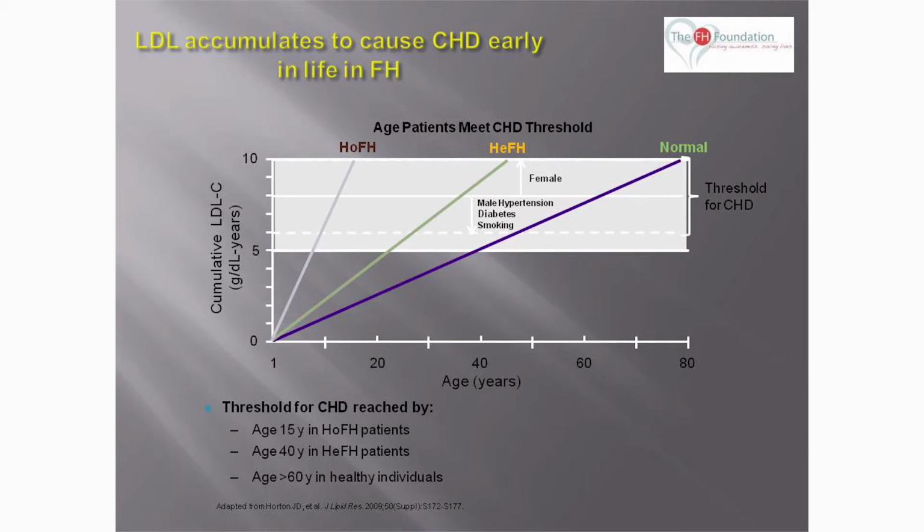This next slide shows that as LDL accumulates, it will predispose us to developing cardiovascular disease. And there are 3 different lines here. The line to the left shows that at very, very high levels of LDL, early on, you cross the threshold of developing vascular disease, and that's the HoFH patient, or homozygous FH patient. In the middle, we have the HeFH patient, who has somewhat lower LDL cholesterol, so develops vascular disease at a midpoint, whereas on the right, we have a line that represents a normal population.